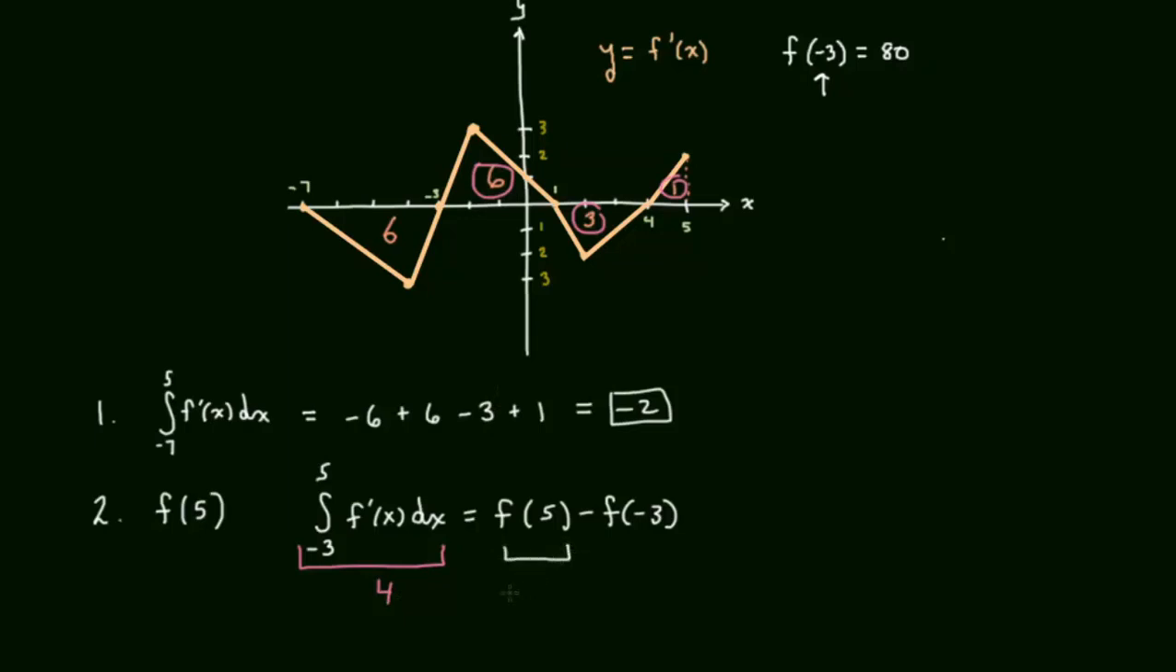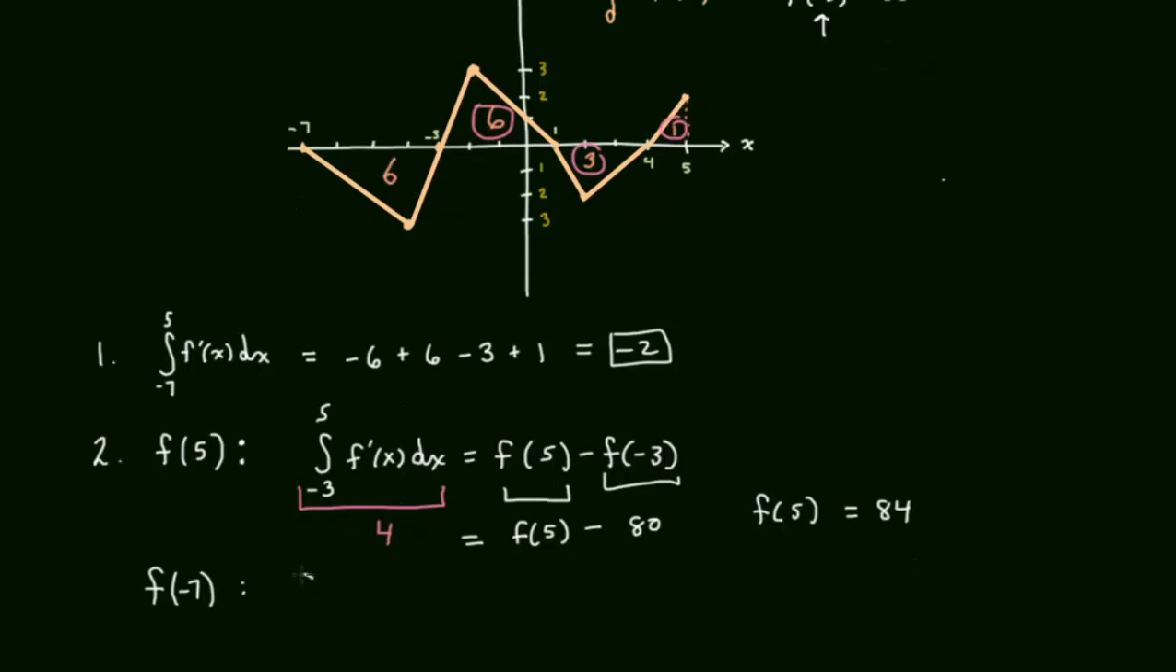Next, f of 5, that's the thing we're trying to find, minus f of -3, that is given to be 80. And then we just have to do a little bit of algebra. Adding 80 to both sides, f of 5 is equal to 84.